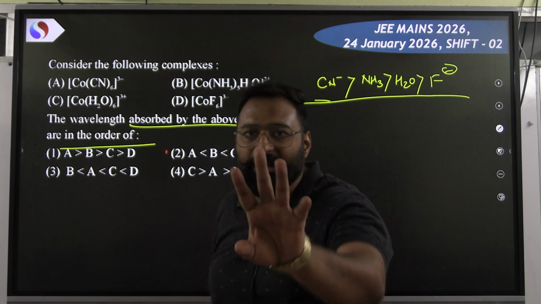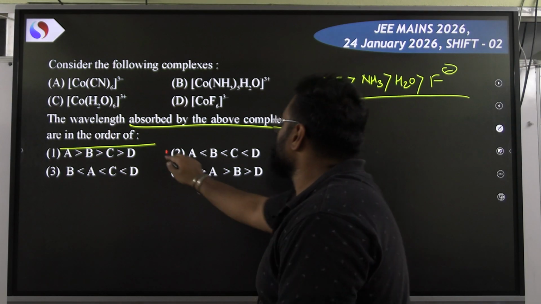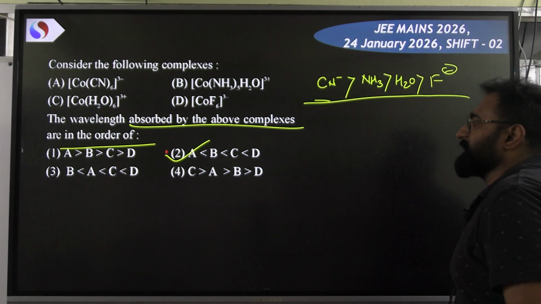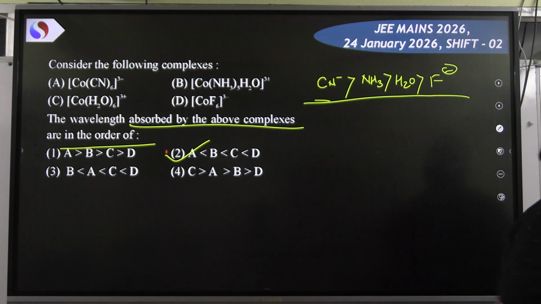So wavelength absorbed will be in reverse order. The correct answer will be option number 2.